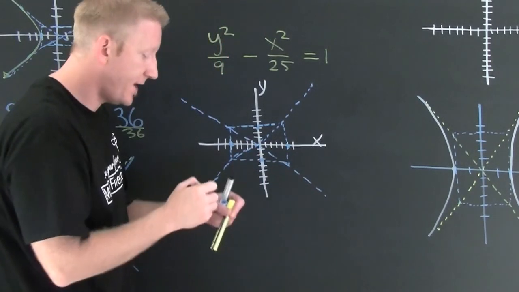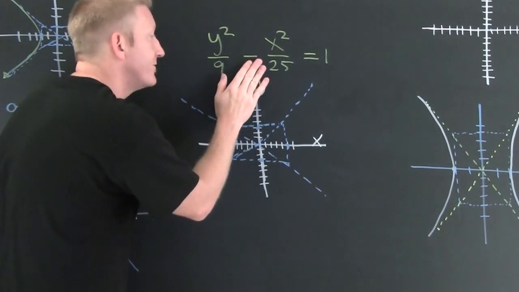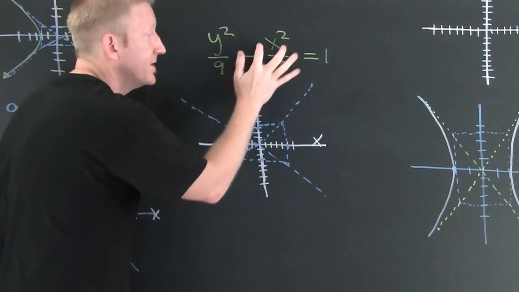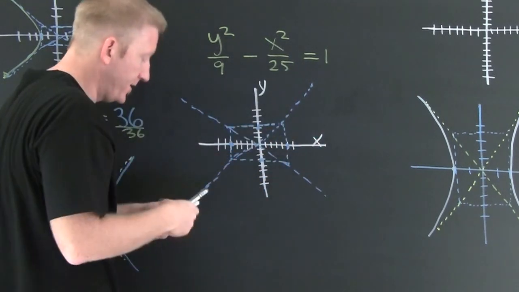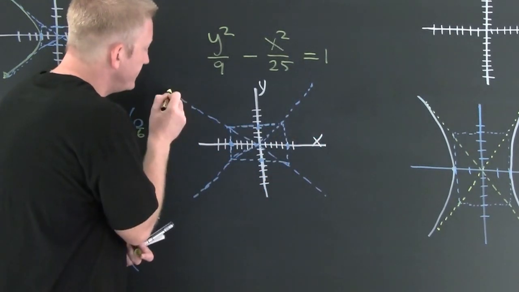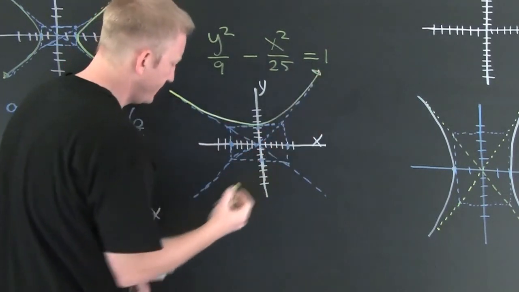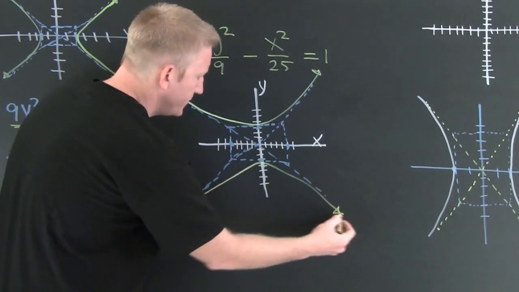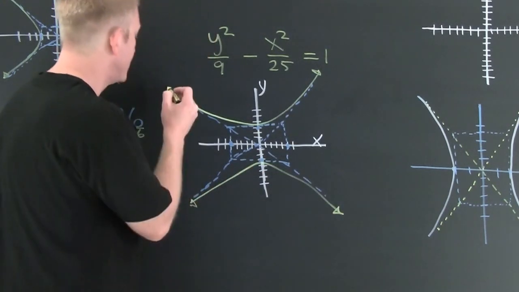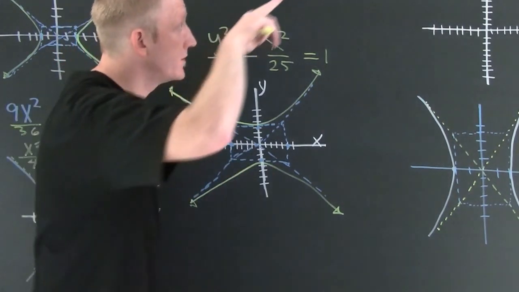Okay, so now that we have the diagonals, we need to identify which one has the minus. The x has the minus, so it opens away from x. Then it extends on and approaches those asymptotes.